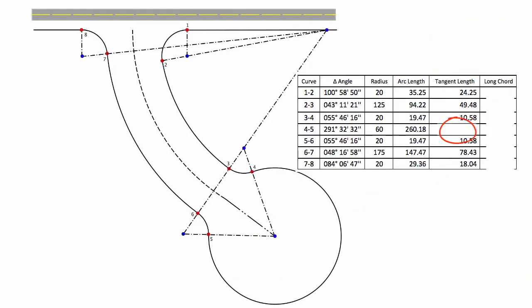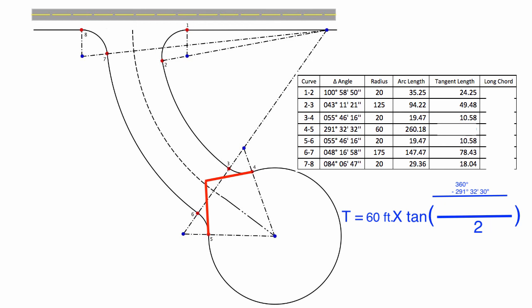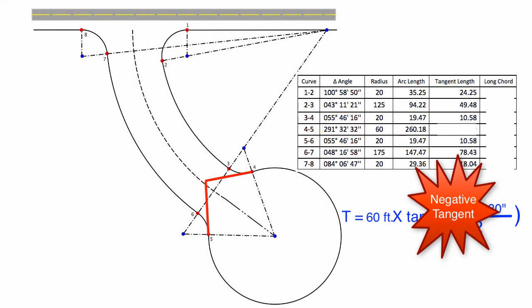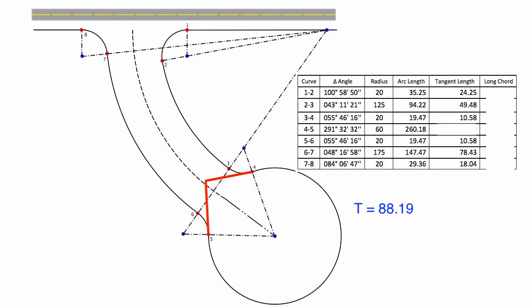There is one calculation for the tangent length that is different. The tangent length for the cul-de-sac turnaround must be calculated differently. The tangents for curve 4 to 5 are shown. Since the delta angle is more than 180 degrees, the tangent distance must be calculated using an angle that is 360 degrees minus the delta angle. Failure to use the angle that is subtracted from 360 degrees will result in a negative tangent distance. The calculated tangent distance is inserted into the table.